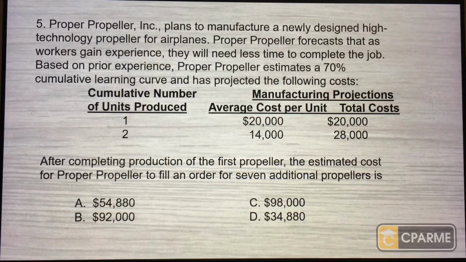You should just continue your solution in number 4. You only need to deduct from 54,880. Then you could determine how much will be the total cost for the 7 propellers. Yeah, that's right. The correct answer is 34,880.